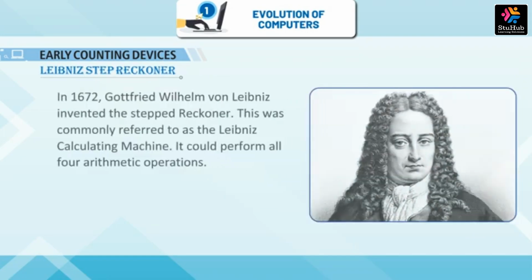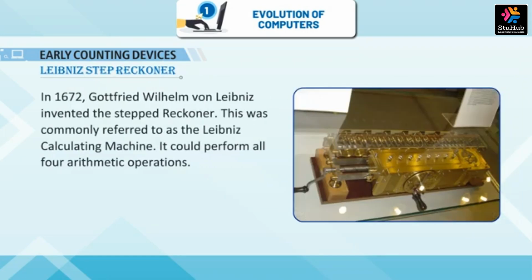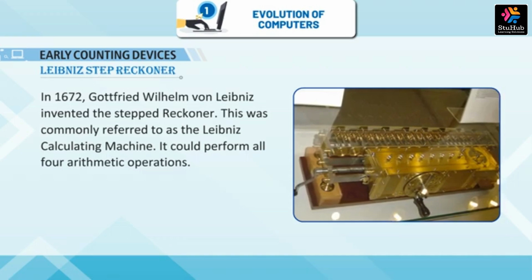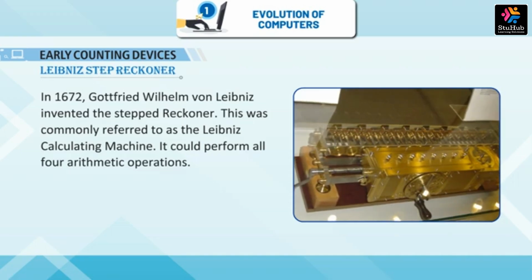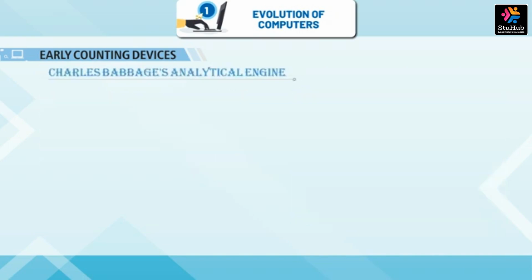Leibniz's step reckoner. In 1672, Gottfried Wilhelm von Leibniz invented the stepped reckoner. This was commonly referred to as the Leibniz calculating machine. It could perform all 4 arithmetic operations.